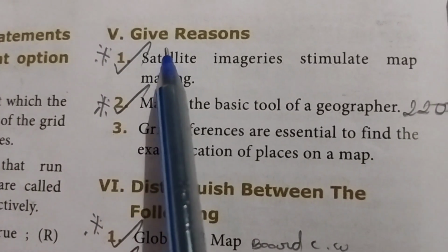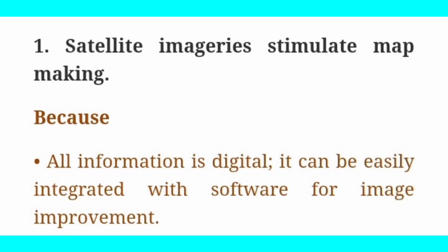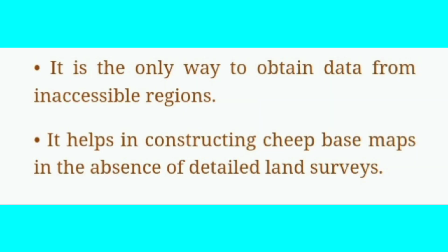Fifth Roman letter, give reasons. First question, satellite imagery stimulates map making because all information is digital. It can be easily integrated with software for image improvement. Second point, it is the only way to obtain data from inaccessible regions. Then third point, it helps in constructing cheap base maps in the absence of detailed land surveys.